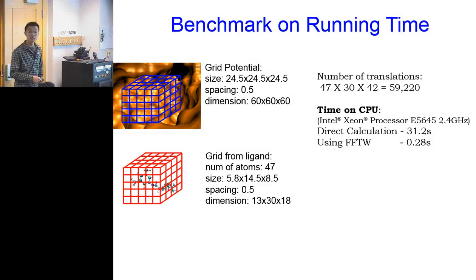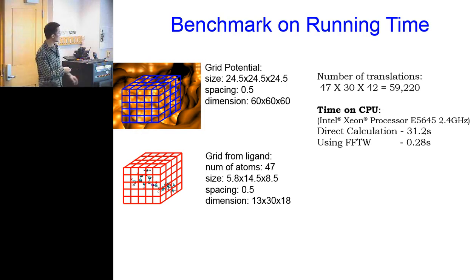So let me show you some benchmark on the running time, how much speed up we have. The benchmark is like this. The grid has size 60. 60 is the number of points along each dimension. For this grid from the protein, I will call it potential grid. So this is the grid from the ligand. The ligand is smaller than the binding pocket, right? So the dimension is like this. This is X, Y, Z. This is the number of grid points.